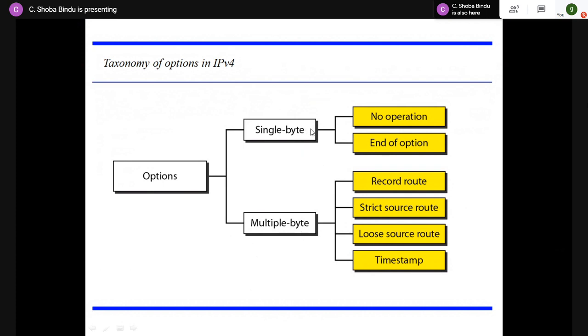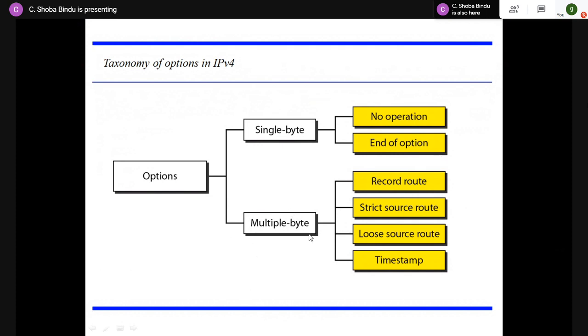In the single byte category, you have two options. One is no operation and the other is end of operation. When you have more than one option, one option is separated from the other using the no operation option. That byte is introduced between the options if you have more than one option being transmitted. And end of option: after all the options, the last option is followed by this end of option byte. That indicates the end of options.